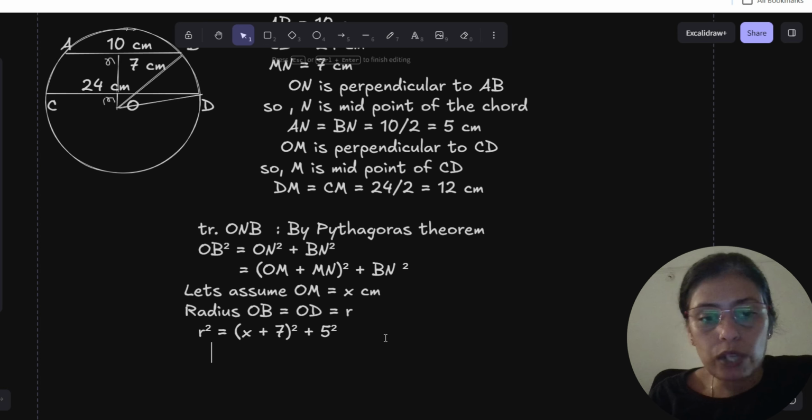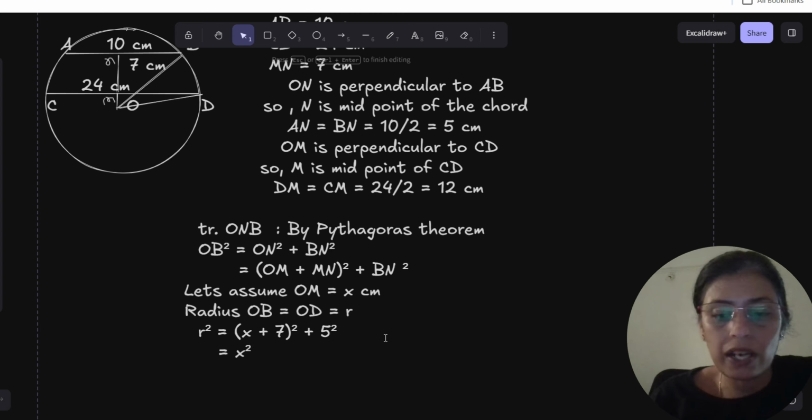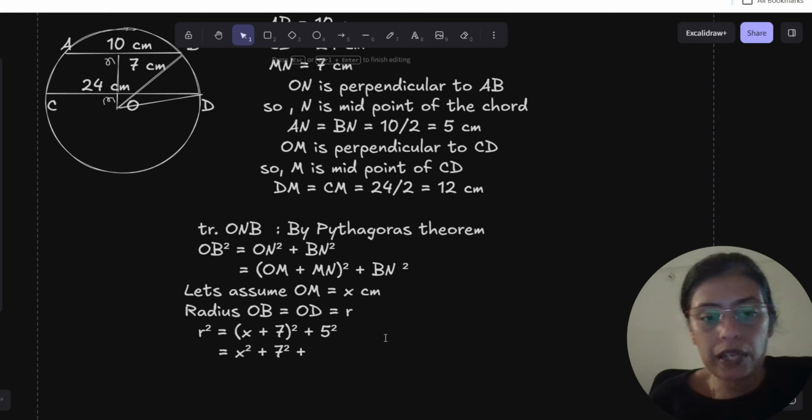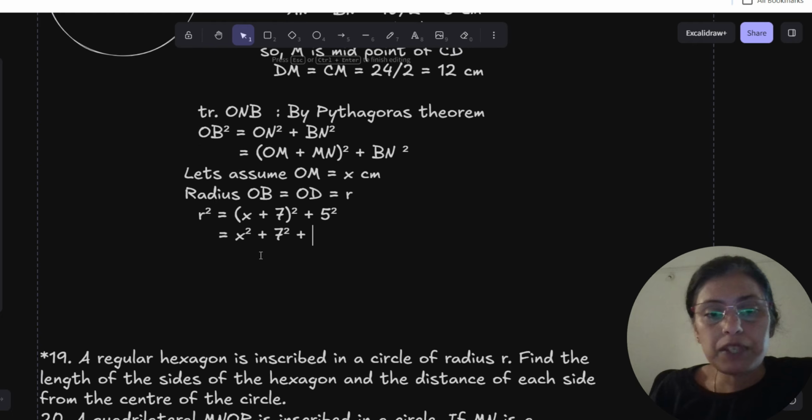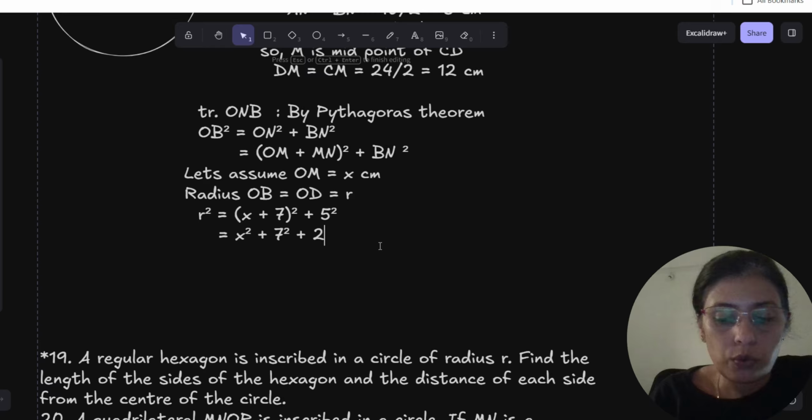Now you know the algebraic identity: A plus B, if we square it, then what do we get? A square plus B square plus 2AB. So 7 square, let's expand slowly, plus X square plus 2 into 7 into X, or we can say 14 into X, plus 5 square.